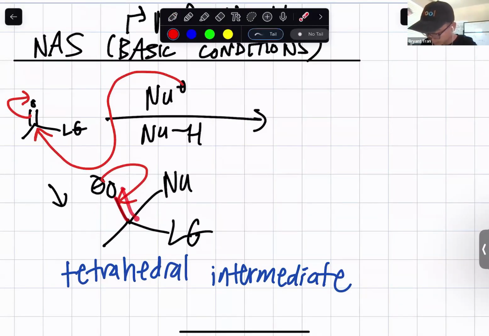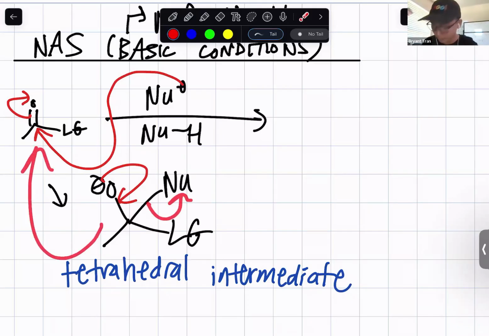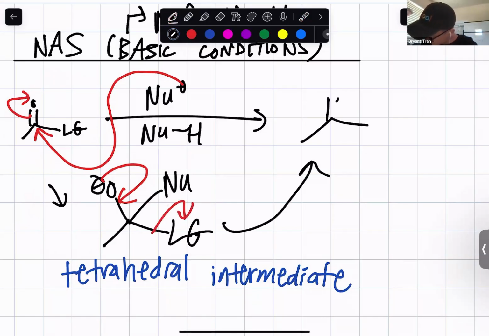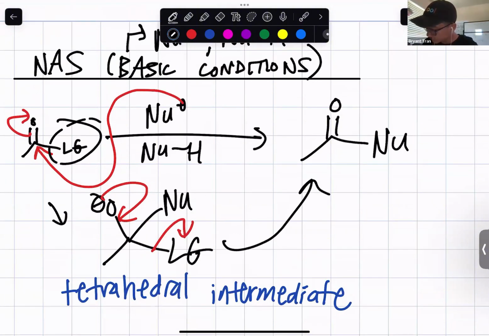The carbon double bond oxygen, but this carbon is going to break the octet rule if we don't do anything else, right? It's going to have 1, 2, 3, 4, 5 bonds. To conserve the octet rule, we have to kick something out. If we were to kick out the nucleophile, we go backward, right? We're going to get the same thing here. But if we kick out the leaving group, we're going to get the new product where we substituted the leaving group with whatever nucleophile we had, like that.